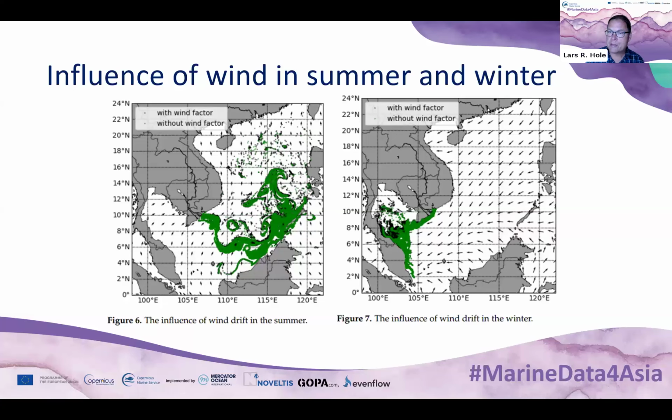So we looked at different factors affecting the marine plastic distribution. For example, wind drift factor: we included a realistic wind drift factor from the literature, and compared with simulations without the wind drift, and we see that the results were quite similar. So the black dots here are with wind drift and the green is without the wind drift. But we see clear differences between summer, when you have the summer monsoon from the southwest, and winter, when you have the northeast monsoon.